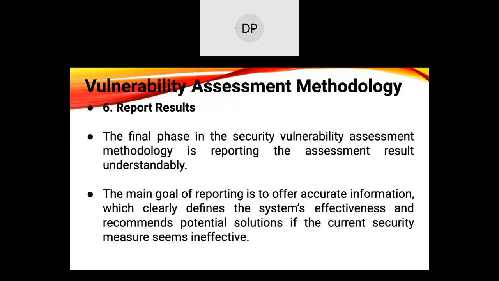The final phase in the security vulnerability assessment methodology is reporting the assessment results. The main goal of the reporting is to offer accurate information which clearly defines the system effectiveness and recommends potential solutions if the current security measures seem ineffective. And as you have seen in your syllabus, report writing is your last unit and we take 9 hours of lectures on how to write a good report and how we can improve your writing skills there.